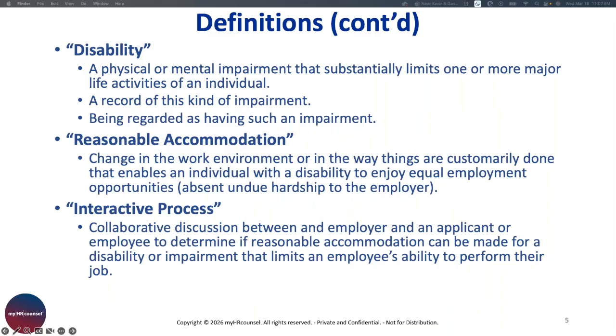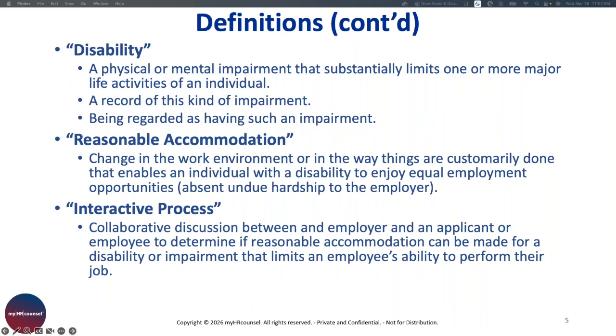Reasonable accommodation in this context means a change in the work environment or in the way things are customarily done that enables an individual with a disability to enjoy equal employment opportunities. The parentheses on that, again, absent undue hardship to the employer. So we're going to talk about reasonable accommodation in more detail, and we'll also talk about undue hardship as well.